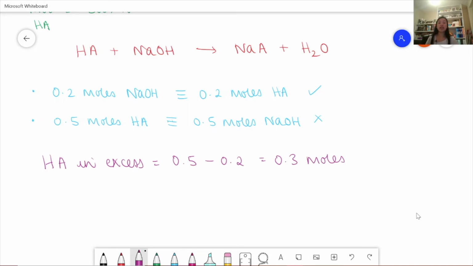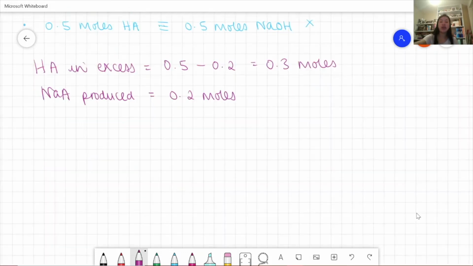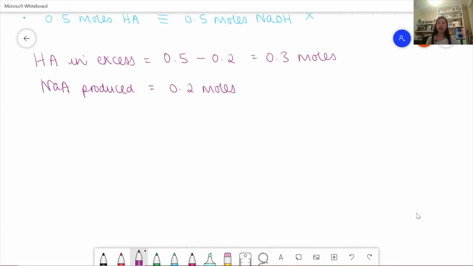And we also know that there's a 1-to-1 ratio between the sodium hydroxide and the salt NaA that we produce as well. So we know that if we are reacting 0.2 moles of sodium hydroxide with 0.2 moles of HA, it will produce 0.2 moles of this salt NaA. So we've got NaA produced is equal to 0.2 moles. And then what we can do is we can work out the concentration of the weak acid.